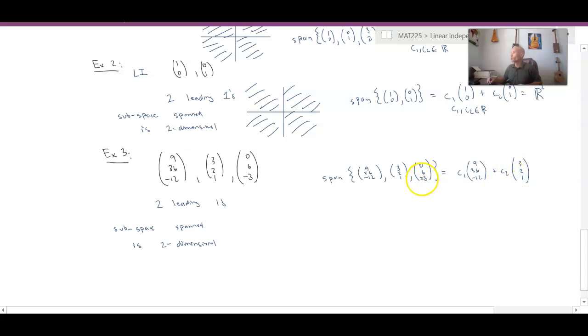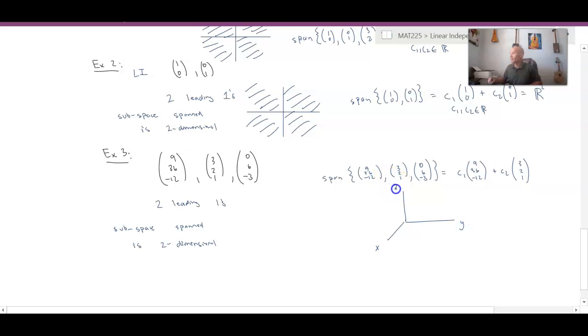And in fact, you could actually say, for what C1 and C2 do these generate 0, 6, negative 3? You can solve that system and show that 0, 6, negative 3 is actually in the span of these two vectors. So what do we imagine when we're visualizing what it means for the span of these three vectors to just be the two vectors?